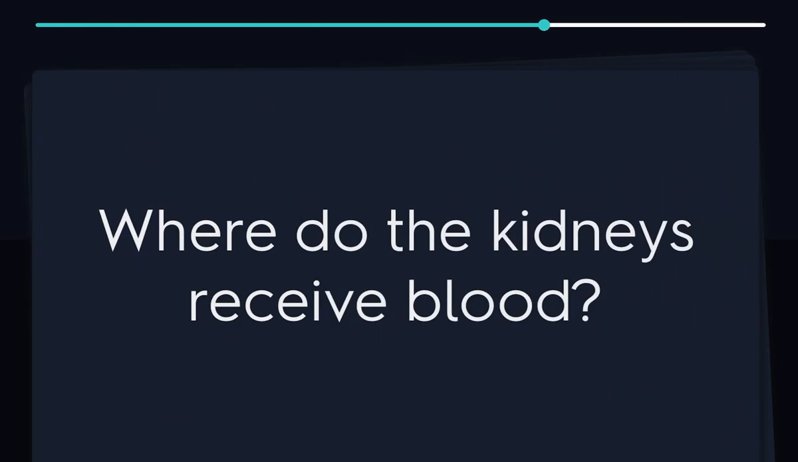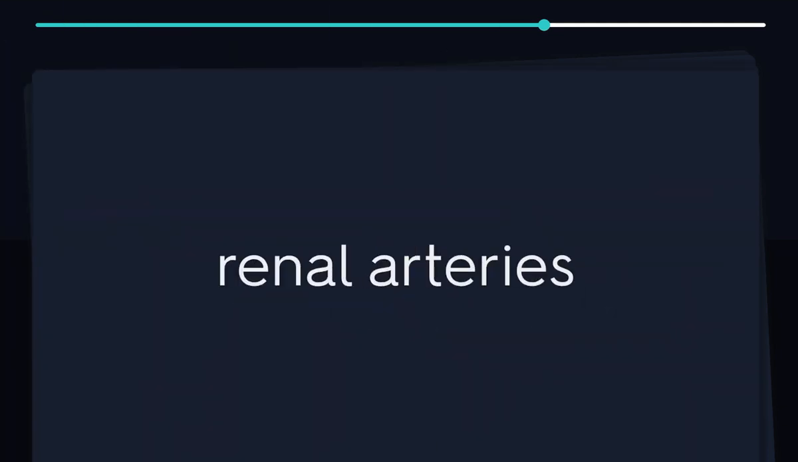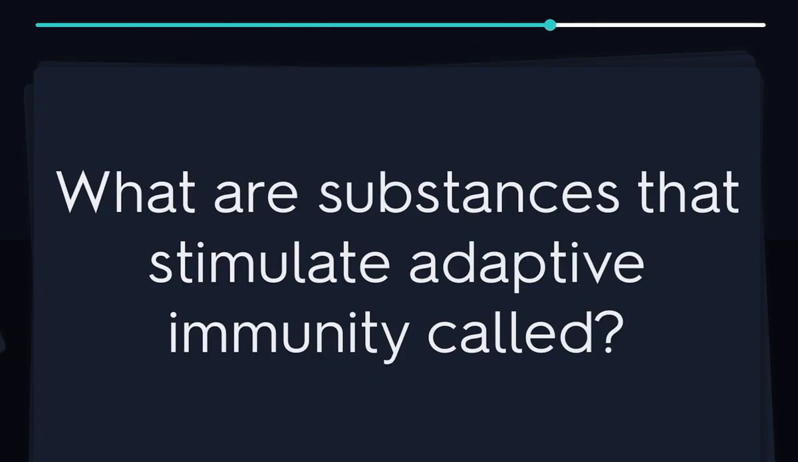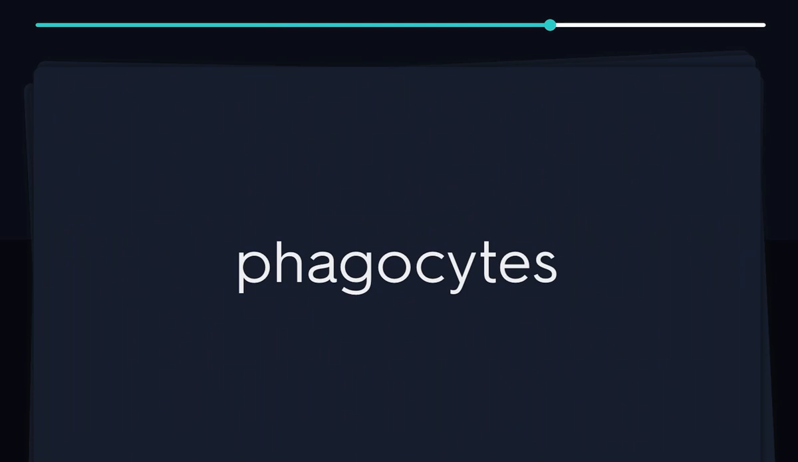Where do the kidneys receive blood? Renal arteries. What are substances that stimulate adaptive immunity called? Phagocytes.